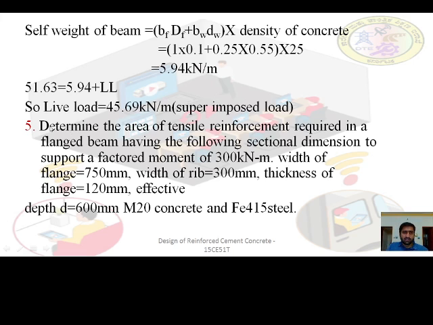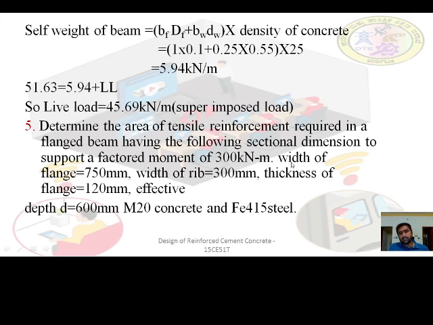So we will solve the last problem for the session. Determine the area of tension reinforcement required in the flanged beam. Flanged beam is a T-beam. We have to calculate the AST. In the previous problems AST was given, but here we have to calculate the tension reinforcement having the following sectional dimensions to support a factored moment. Earlier we were calculating the moment of resistance, but here the moment is given, the factored moment.